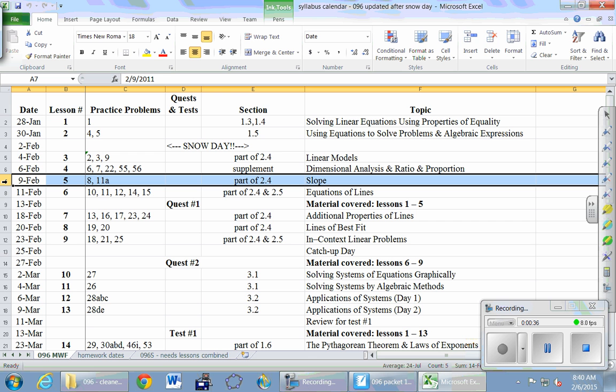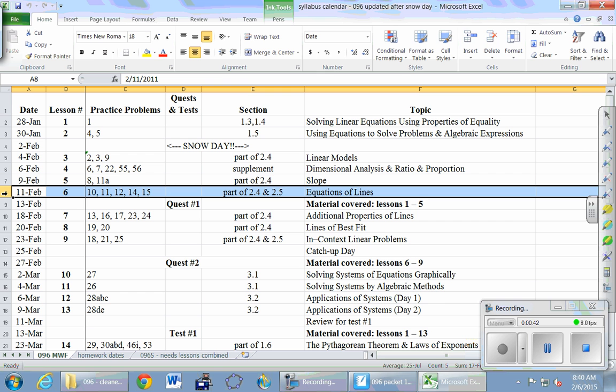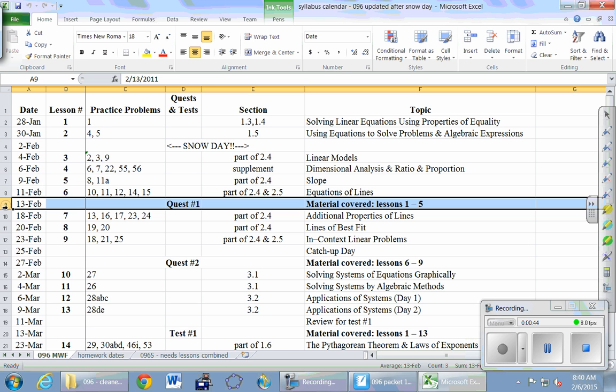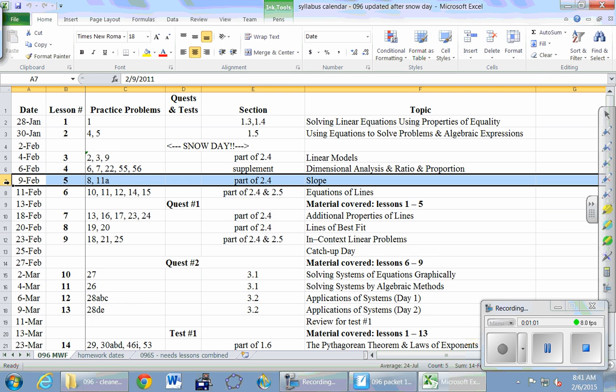Okay, so just a preview of coming attractions. Monday we have new stuff, something called slope, which I think probably many of you have seen before, but it's okay if you haven't. On Wednesday we'll talk about equations of lines, and then on Friday, 1 week from today, is our very first quest. It's called the quest because it's not as small as a quiz, but maybe not as big as a test, something in between. It is going to be a full period assessment. It is going to cover lessons 1 through 5, so all the topics from the start of the semester through Monday's discussion of slope. Okay? Any questions on the calendar?